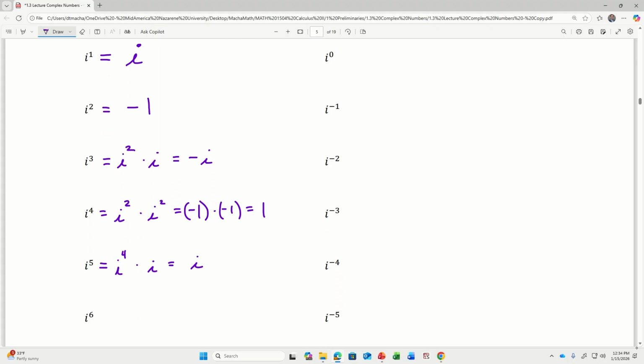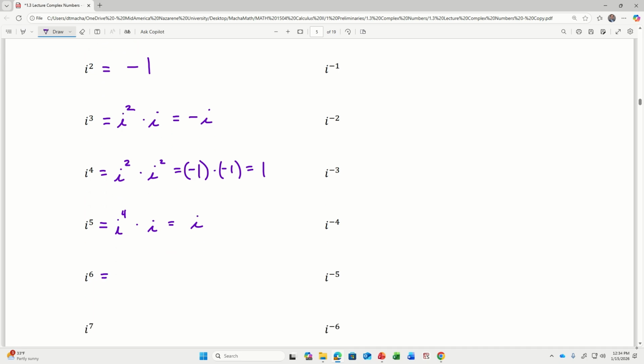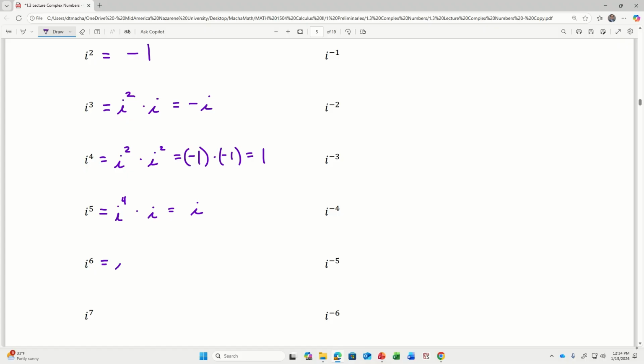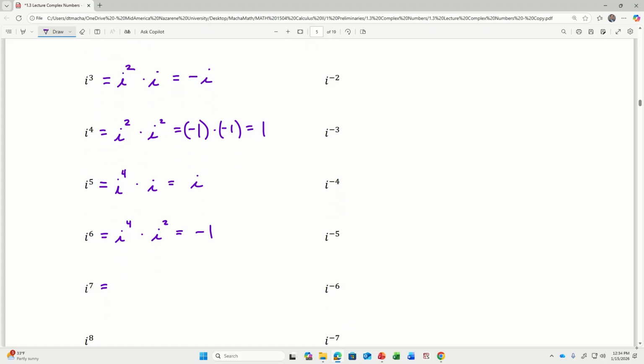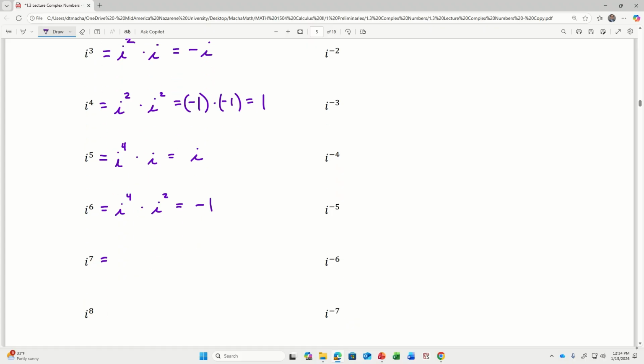What is i to the 6th power? Yes. Because that's like having i to the 4th power times i squared, which is like having 1 times negative 1, which is negative 1. What's i to the 7th power? Negative i. Because that's like having i to the 4th times i to the 3rd, which is 1 times negative i.